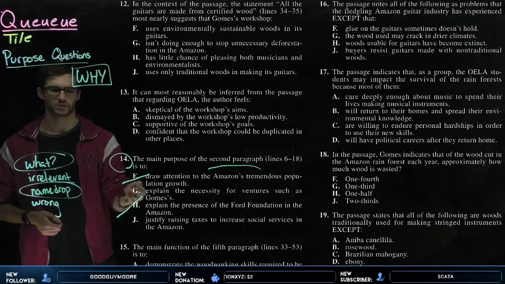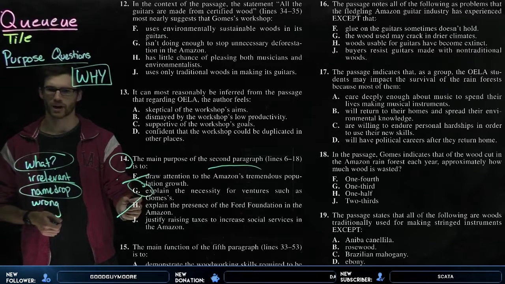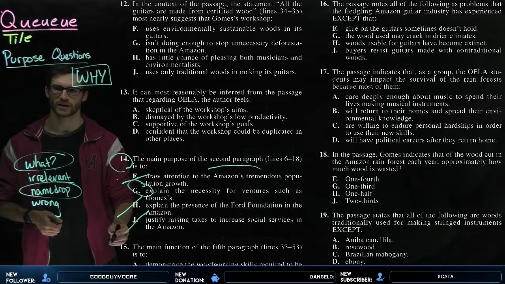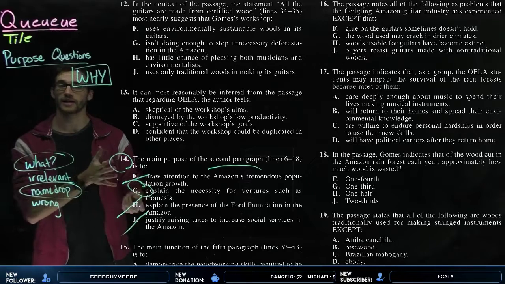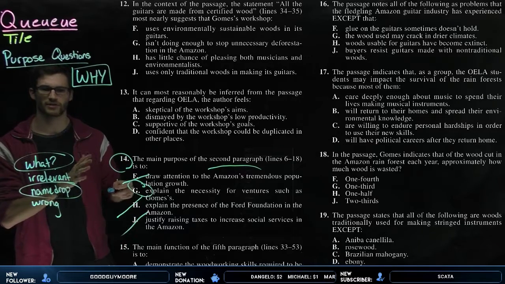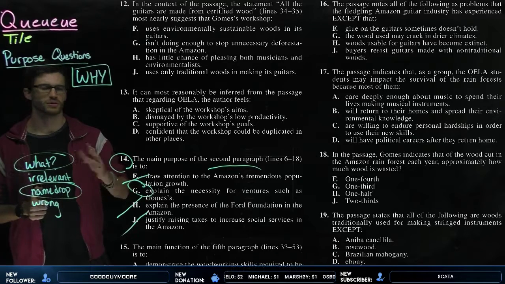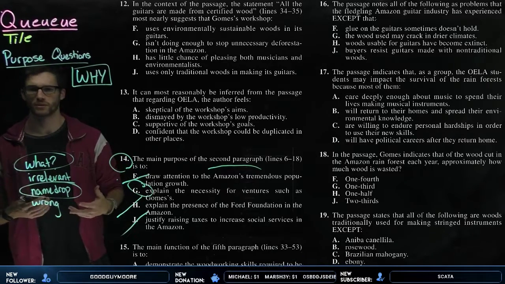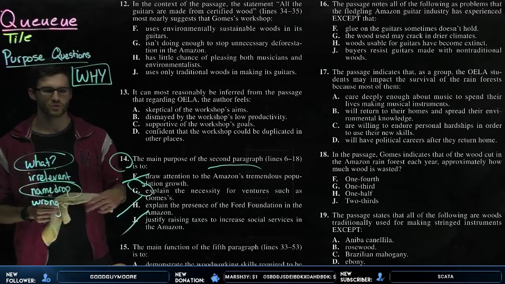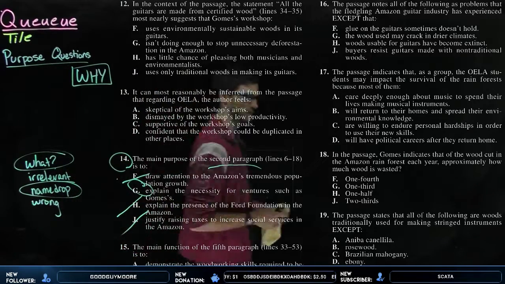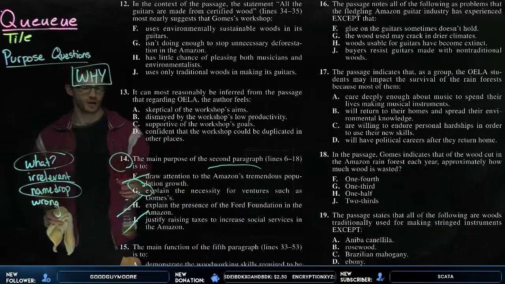We have the right answer, which is G. And then we have a name-dropping answer, and then we have an irrelevant answer. I really like this example for purpose questions. Does anybody have any questions about purpose questions in general, or want to know more about how to approach them? Please let me know. Otherwise, we will do, what do we go? 17.7. Okay. That's a good question, though.